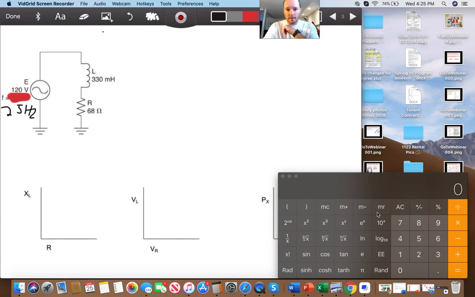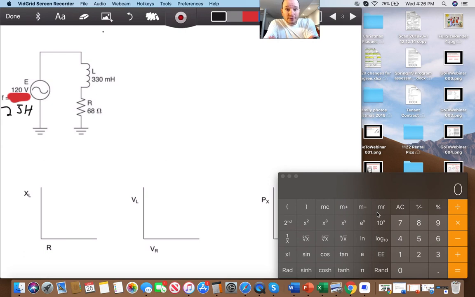Another prediction we can make is that if my X of L gets lower, my phase angle will get lower as well. Because if my X of L is lower, and my R, of course, is going to stay the same, my phase angle will shift. Okay, so let's see if those predictions come true. And make another prediction if we wanted to.